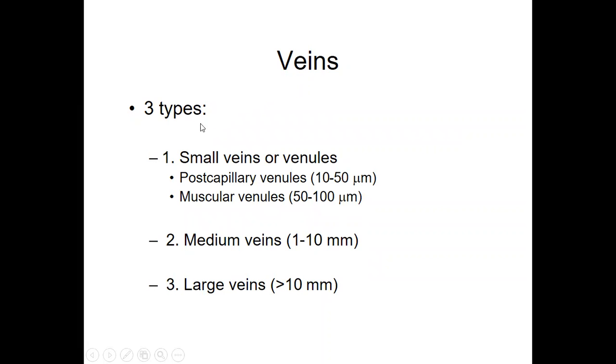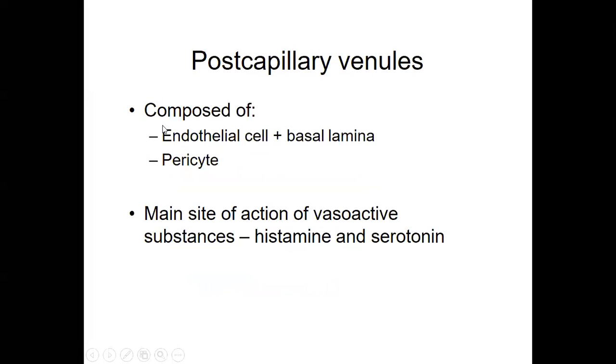There are three types of vein that we know. We have the small vein or venule: the small post-capillary venule is about 10 to 50 micrometers in size, and the muscular venule is about 50 to 100 micrometers. The medium vein is 1 to 10 millimeters, and the large vein is more than 10 millimeters. So we have three types of vein that you have to remember.